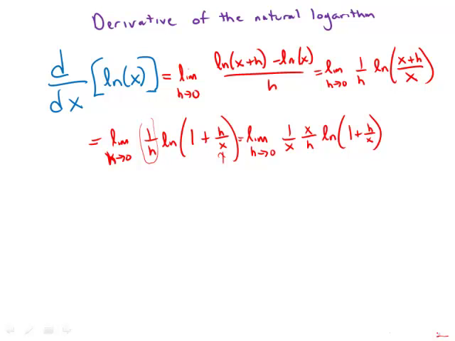At this point, I'm going to make a change. I'm going to say that u equals x over h. And notice that the limit as h is going to 0 is the same as the limit as u is going to infinity. So this is going to be a limit as u goes to infinity of 1 over x times u times log of 1 plus 1 over u.